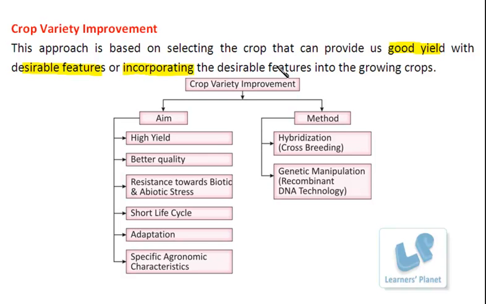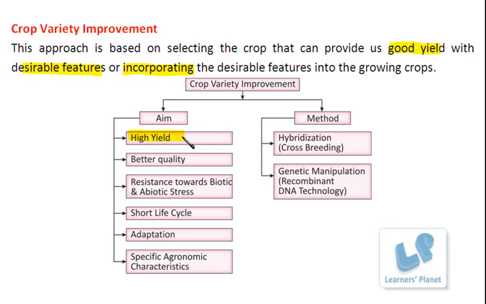So the seeds which are more fertile, which have high germination power, which can provide us the good yield, that should be selected. Not only this, they should have some specific features, and what these specific features are, for which the improvement program is followed, is shown here in this flowchart.